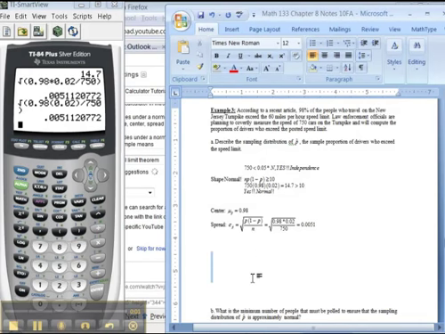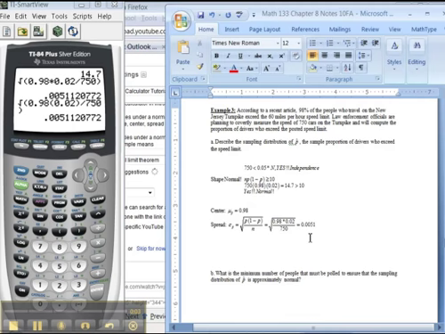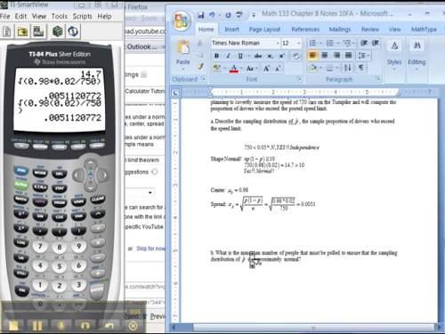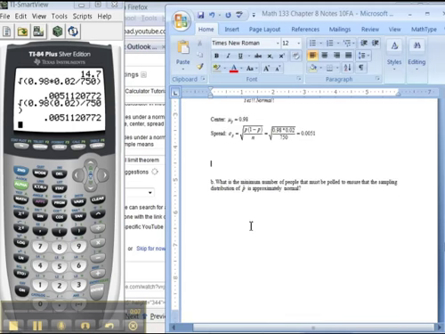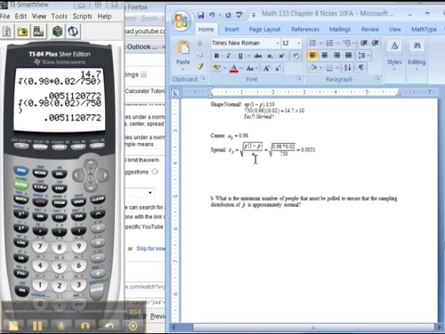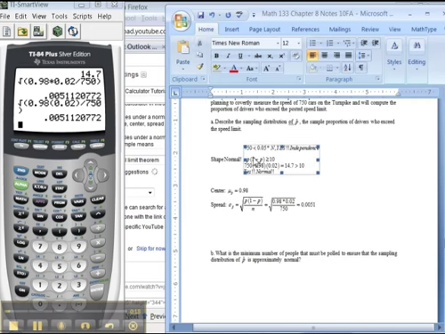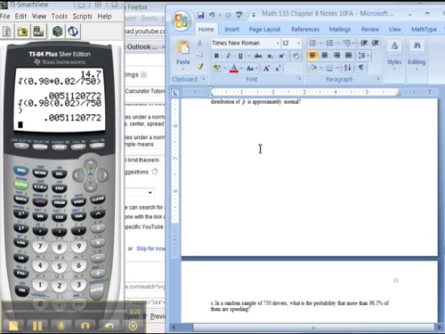Okay, so we left off here. We had just found the shape, center, and spread of this distribution. This particular problem isn't really a calculator issue, that's just an algebra question. Basically all you do is you put n in, right here, n times here, I'll show it to you. You do n times p times 1 minus p.